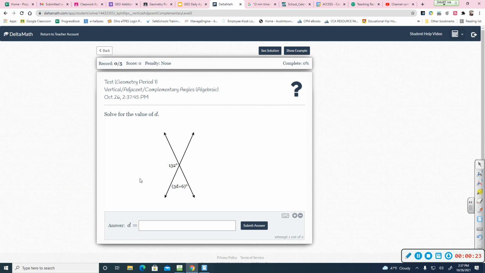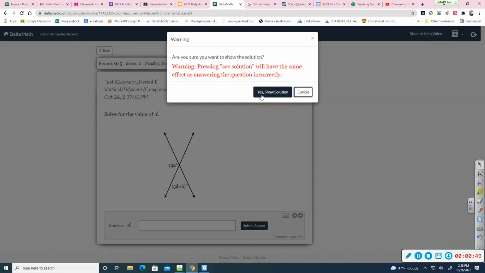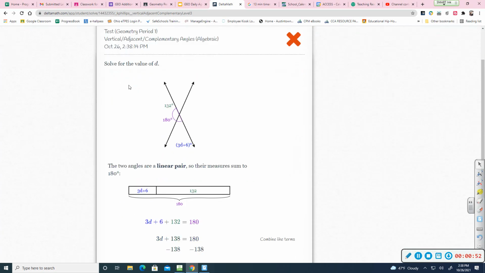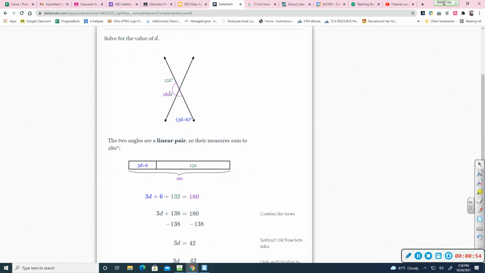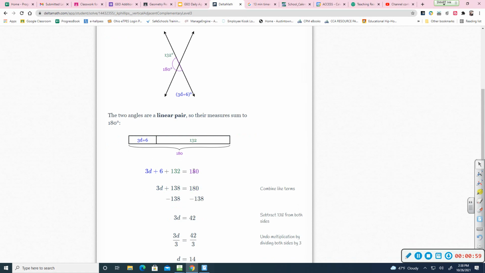In the first section you're going to be given diagrams, and then you're going to have to use the diagrams to solve for missing variables. So here you can see that these 2 angles that they give you, the 132 degree angle and the angle that measures 3D plus 6 degrees, those 2 angles form a linear pair. They make a straight line, which means the sum of them is 180 degrees. So if we click See Solution here, we know that if we take this 132 degrees and add to it 3D plus 6 degrees, the sum has to be 180.